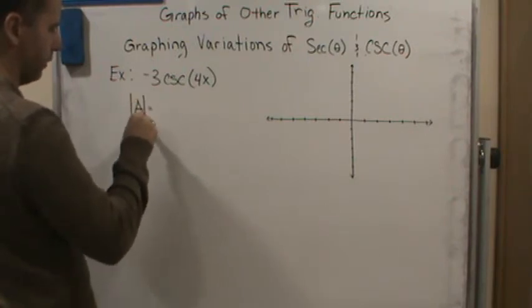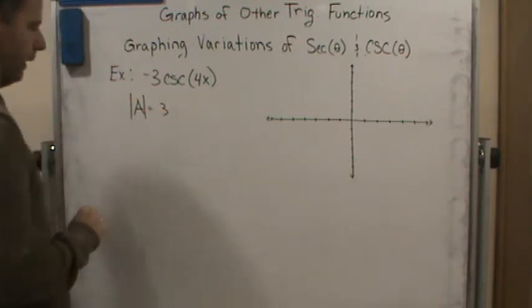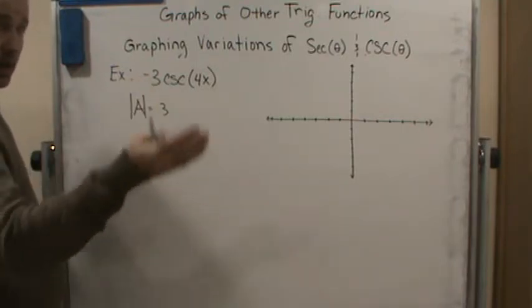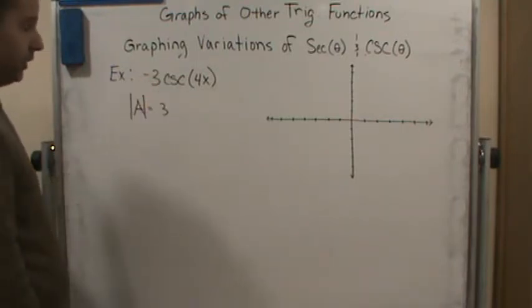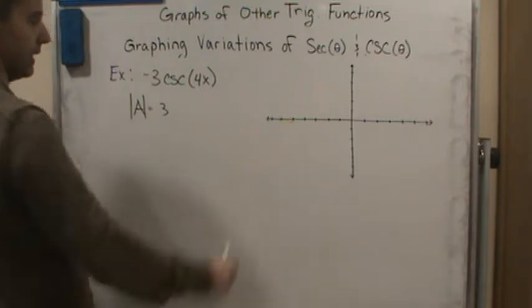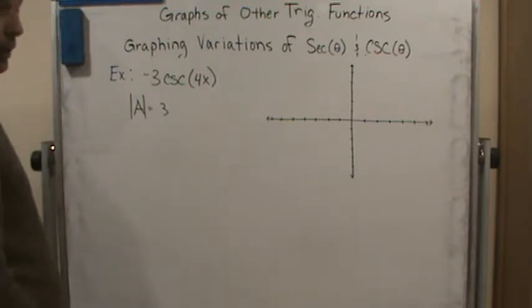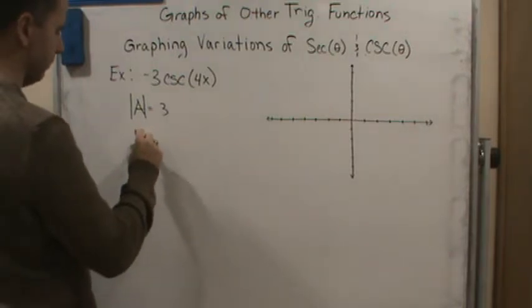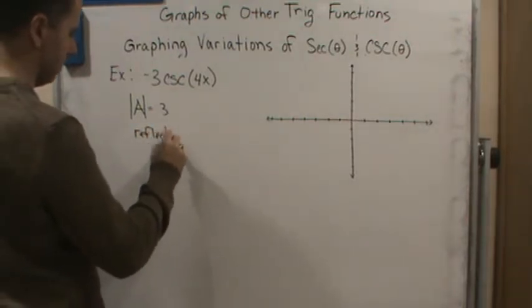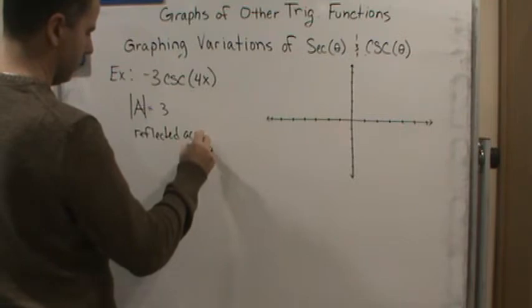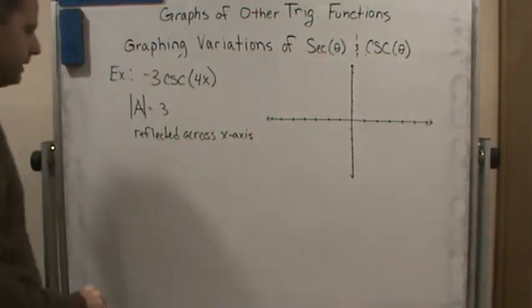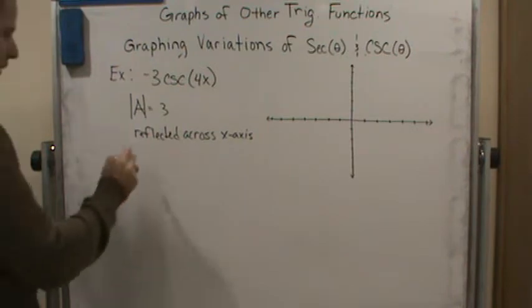Or the absolute value of a is equal to 3. It's negative, so it's going to be a reflection across the x-axis. We'll have to keep that in mind too. So this is reflected across the x-axis. B is equal to 4.